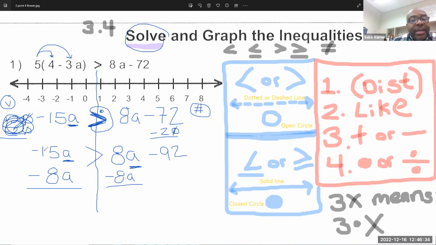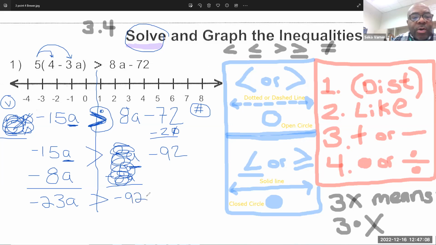So negative 15 minus 8. I'm going to go out on a limb. If you owed somebody $15, you borrowed 8 more dollars, now you owe them $23. All right. So negative 23a. 8a minus 8a gives us 0. So that gets rid of this. We can cancel that out. So negative 23a is greater than negative 92.